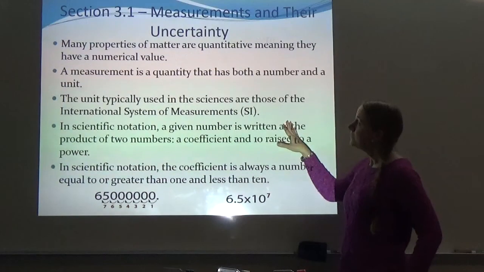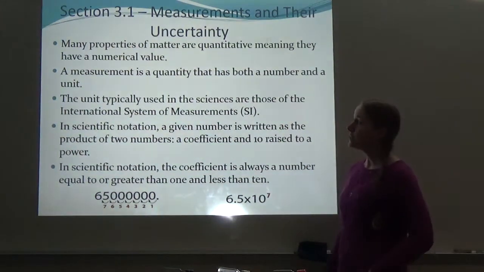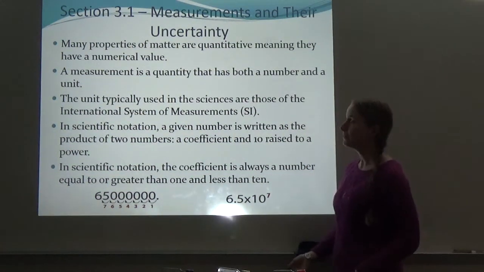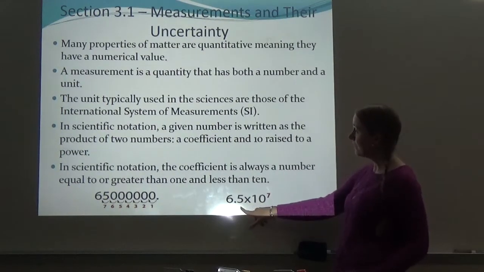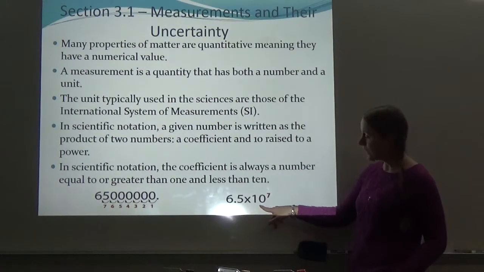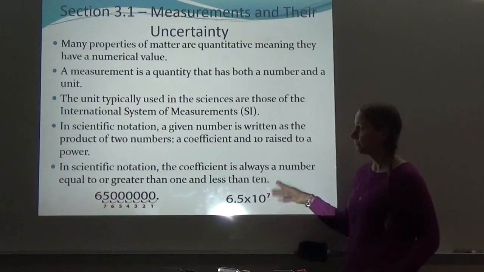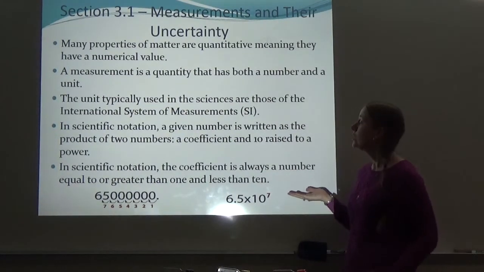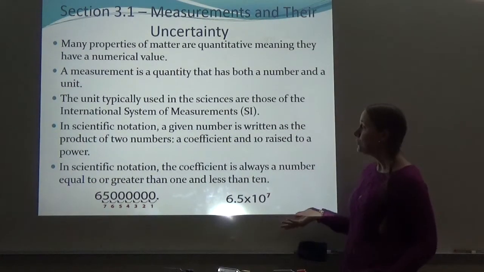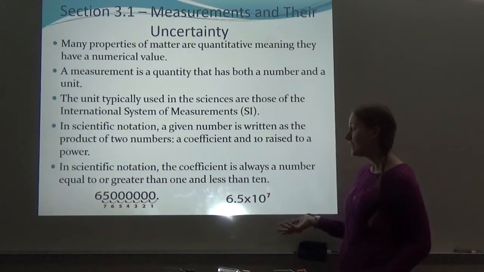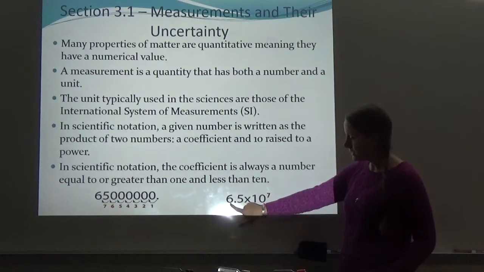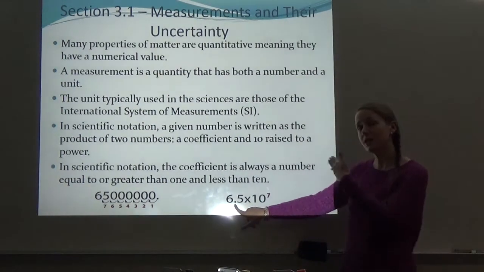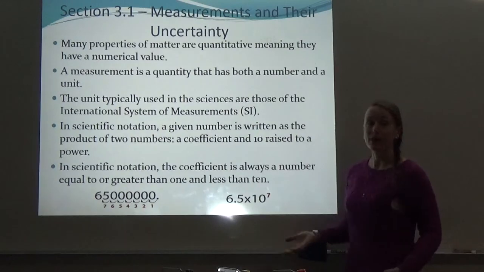The unit typically used in the sciences are those of the International System of Measurements, which is SI. And in scientific notation, a given number is written as the product of two numbers. You have a coefficient, like the 6.5, and 10 raised to a power, so times 10 to the 7. In scientific notation, the coefficient is always a number equal or greater than 1 and less than 10. So in other words, you should have one digit in front of the decimal place, or to the left of the decimal, when you're writing scientific notation.